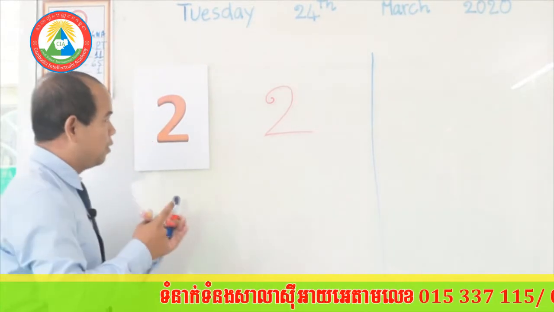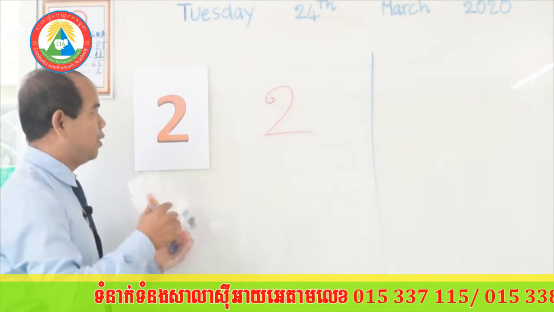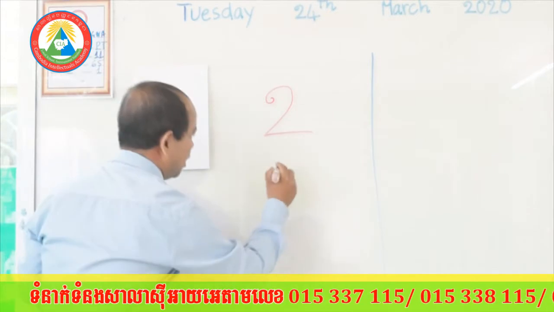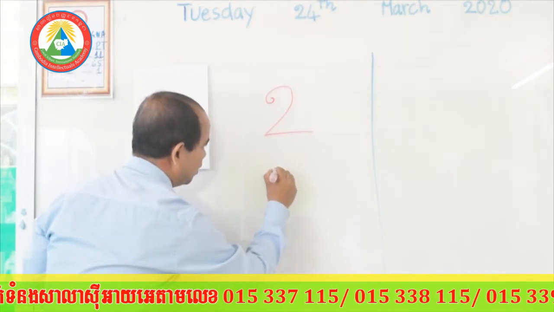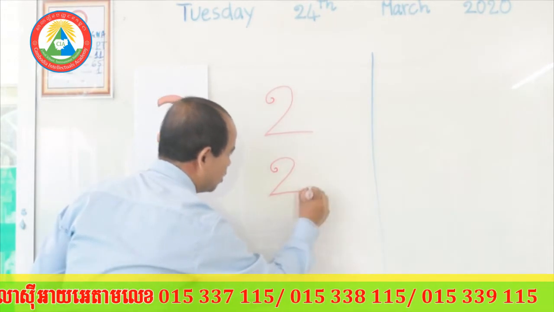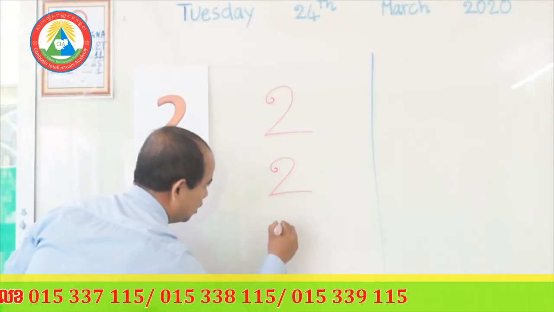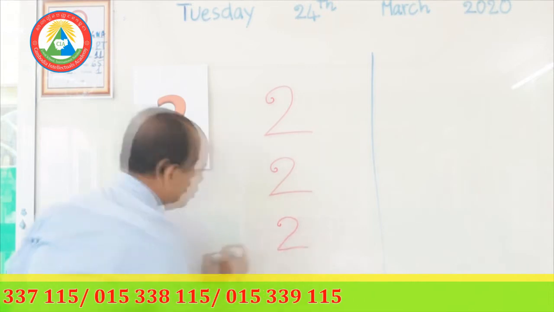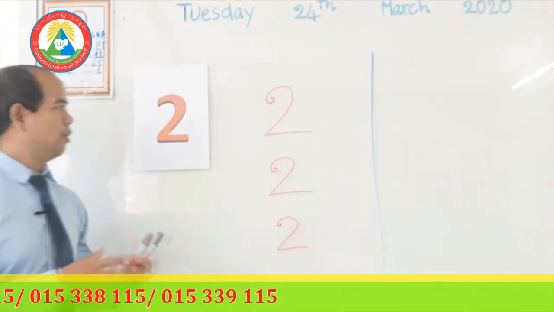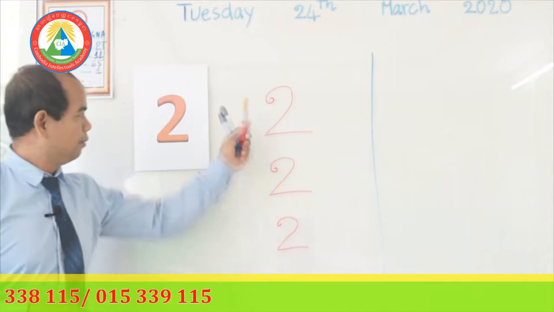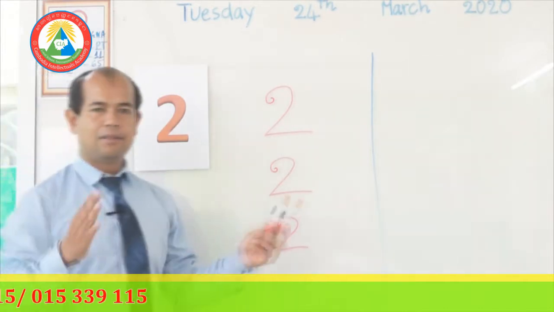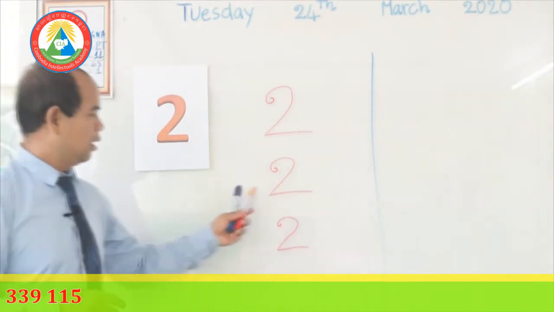You just know how to start to write number 2 from here. Yeah, again I will show you again. Yeah, one more time. Yeah, it is number 2. Understand? Number 2. It is a very easy way to write it.